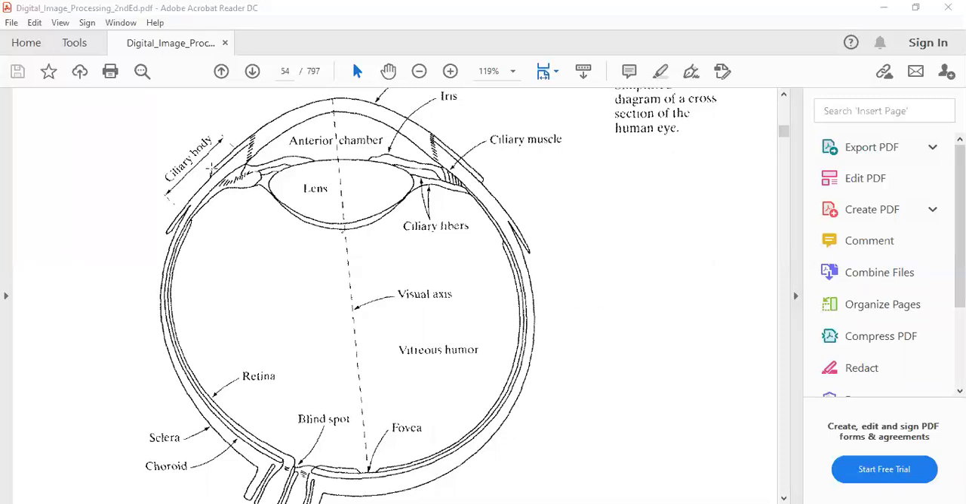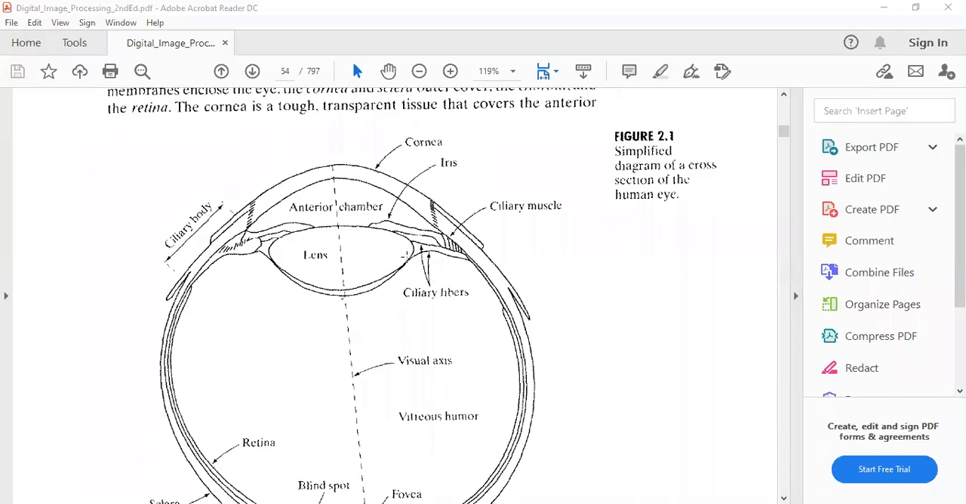In the iris we have some openings. Those openings we call the pupil. Pupils are the openings in the iris, and they vary in diameter, for example approximately 2 to 8 mm. And we have two pigments. In front of the iris we have one pigment, which we call what? The visible pigment, whereas the back side of the iris we call it what?